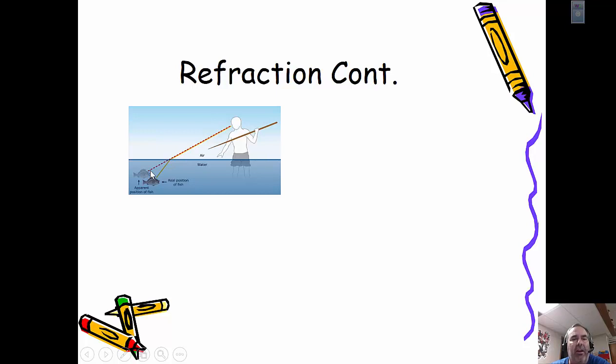The fish is going to be down a little bit lower, because if you throw that spear or you shoot that arrow where you think that fish looks to be, well, you're going to miss that fish. That spear is going to go right over the top of the fish. So really, in reality, you need to aim a little bit lower. Aim below where that fish appears to be, because again, you're looking in the air when the fish is actually in the water. So that wave of light that we are looking at appears to be bent, because the fish really isn't where it appears.